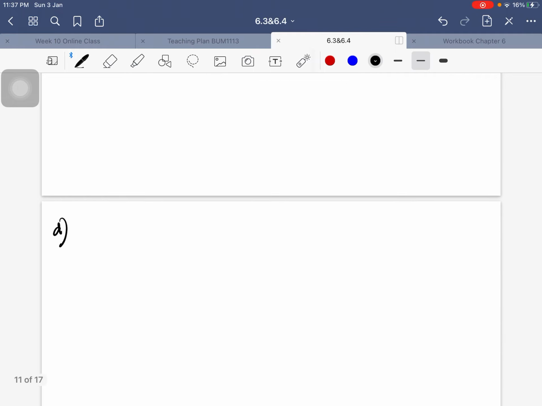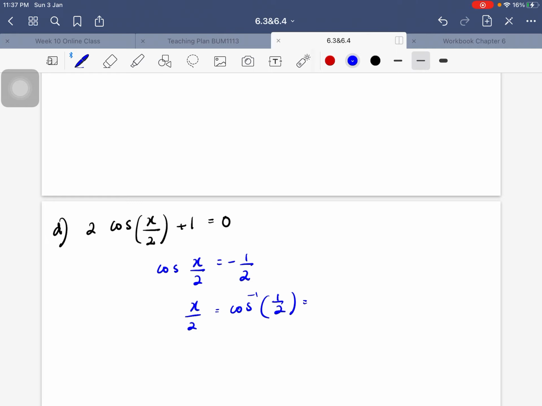For the case of D, it's going to be very similar to C, so you have to use a certain rule. I have 2 cos of x over 2, plus 1, and that is going to equal 0. First, let's rearrange this. So cos of x over 2 is going to equal negative 1 over 2. Or my x over 2 is going to equal cos inverse of 1 over 2, and according to the calculator, cos inverse of 1 over 2 or 0.5 is going to be 60 degrees. And this is going to occur in which quadrant? We have to be mindful, because this is where the cos should be negative. So it will be in the second quadrant and also in the third quadrant.